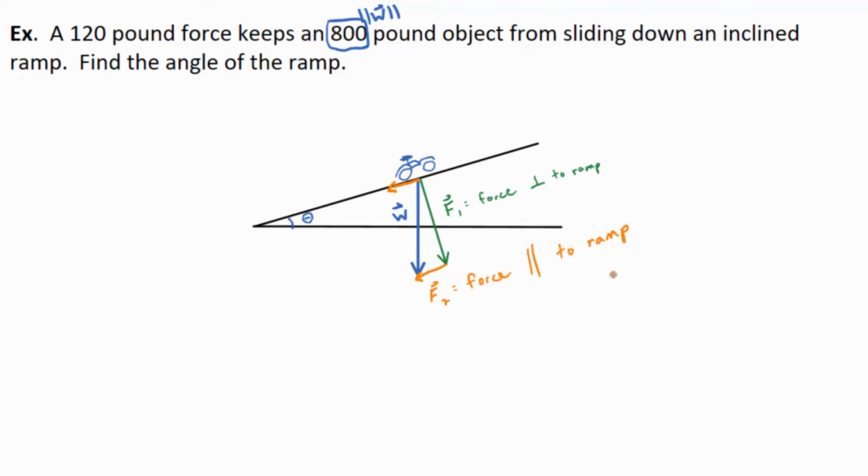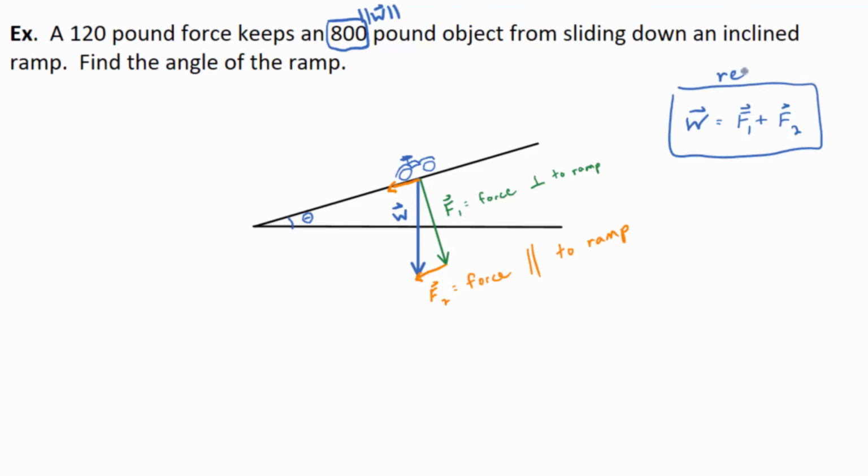And it can be shown experimentally, if nothing else, that W, the weight vector pointing straight down, is equal to F1, that's the perpendicular force against the ramp, exerted by the object on the ramp, plus F2, that's the force exerted by the object parallel to the ramp. That's the force you have to overcome to keep the object from moving down the ramp, right? From sliding down the ramp or rolling down the ramp. So this is the result we're going to use here.